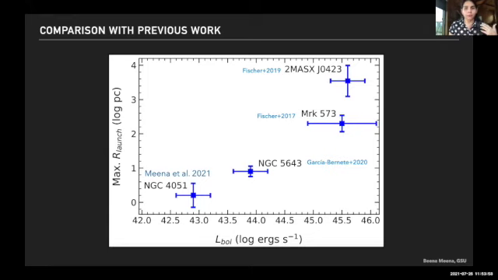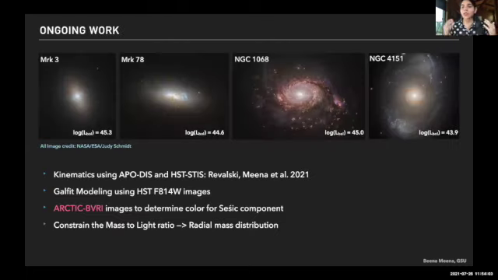However, we only have 4 data points so far, and that's why we need to expand our sample to find a stronger correlation. Currently, I'm working on 4 more nearby Seyfert galaxies, which span a range of AGN luminosities and mass. For these targets, we have already obtained and published the spatially resolved kinematics, and for the GALFIT modeling, the HST wideband images are ideal. However, I'm also using Arctic's BVRI images to obtain their color to accurately constrain their mass profile.